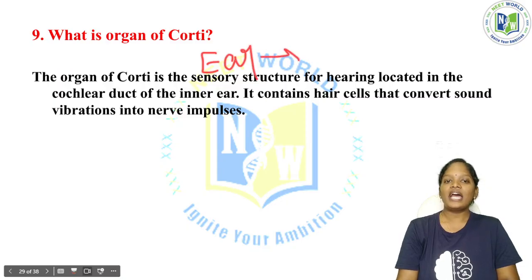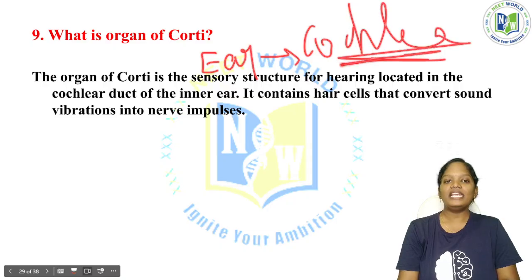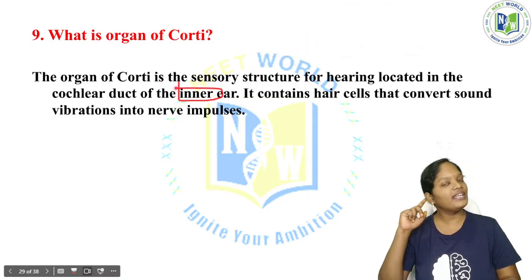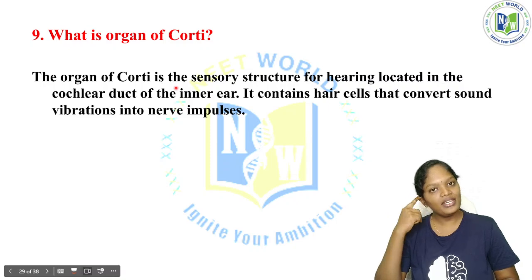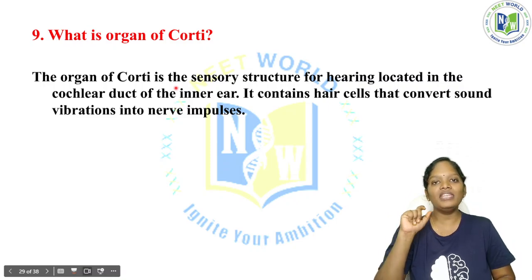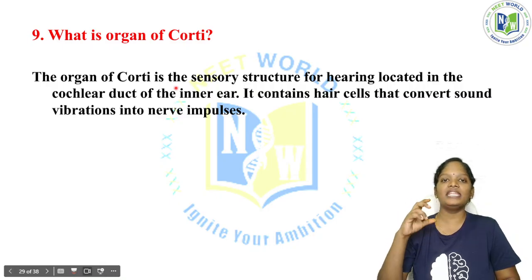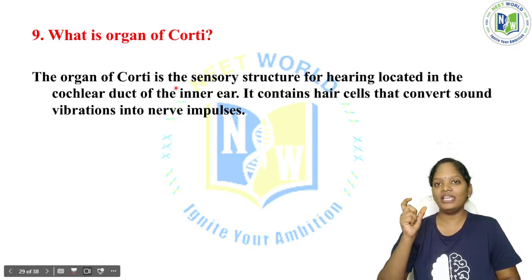In the ear we have a cochlear region. Okay, cochlea. So there is a cochlear duct which is present in the inner ear. We have the outer ear, the external ear, which we call the pinna. Okay, so there is a middle ear and there is an inner ear. In the inner ear we have a cochlear duct.